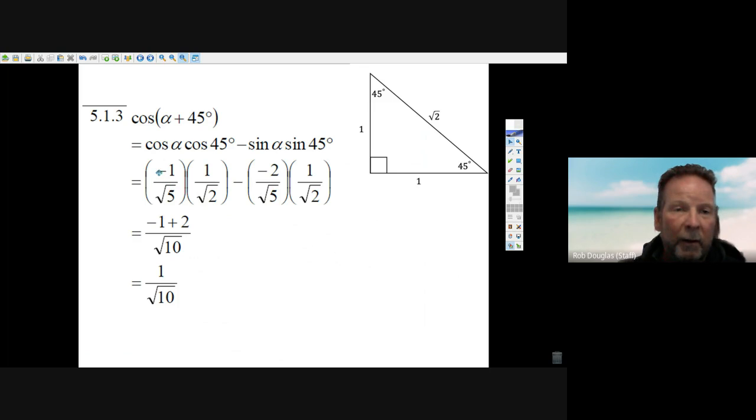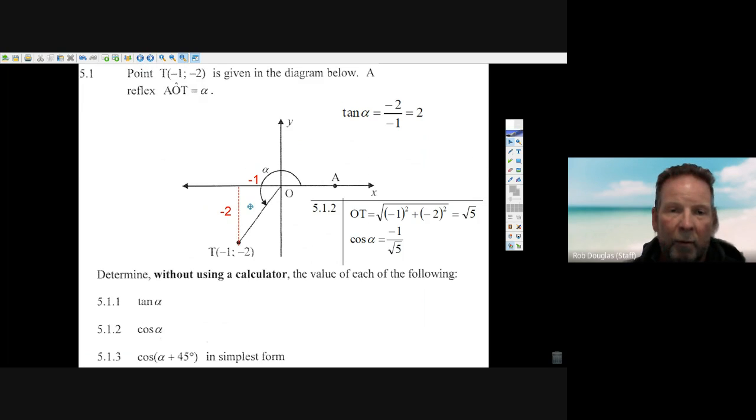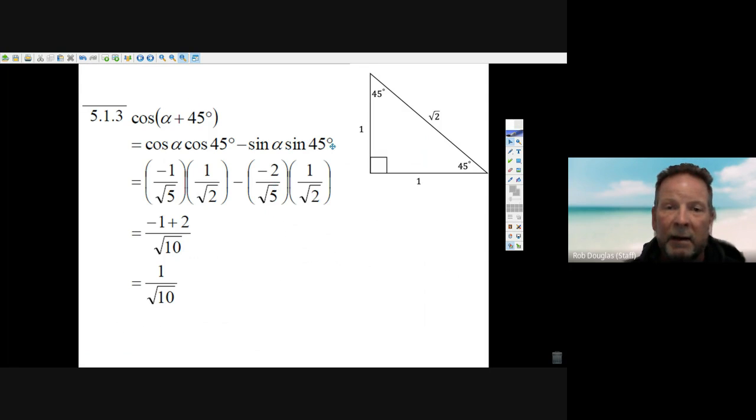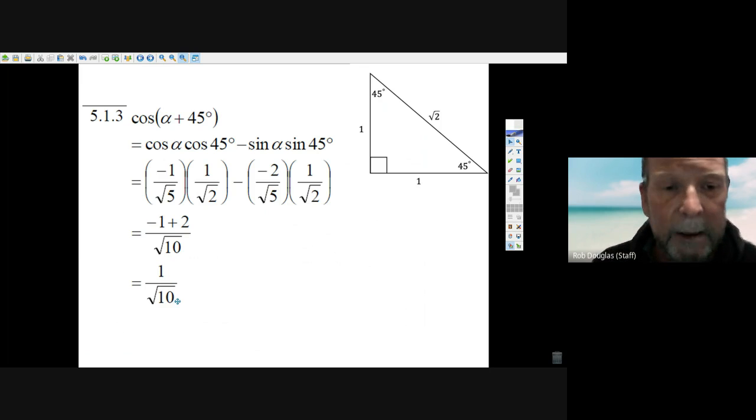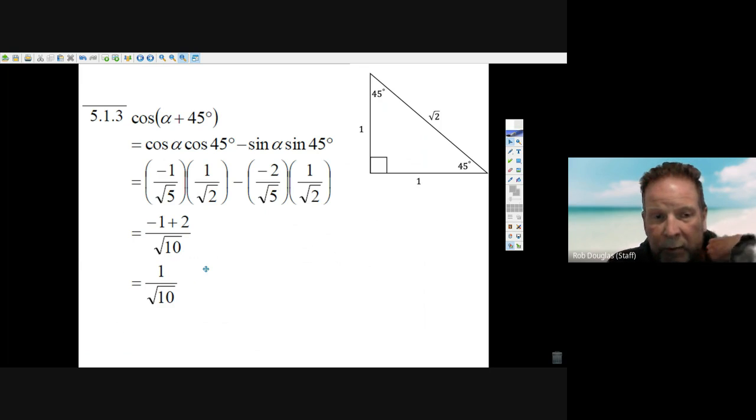Well, cosine theta, we've already done, is -1 over root 5. Well, the other part, the opposite part of the triangle over here is -2 over root 5. -2 over root 5. So there's your sine of theta. And the sine of 45 degrees, opposite over hypotenuse, it's 1 over root 2. Well, there you go. Now you've got root 5 times root 2, that's root 10, -1, minus -2 is plus 2, -1 plus 2, it's 1 over root 10, or like your calculator would say, root 10 over 10, but that's okay to leave it just like this.